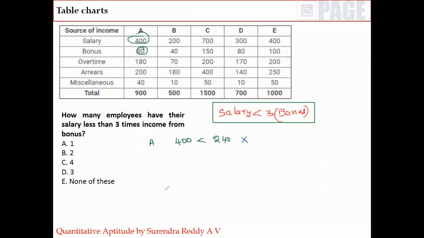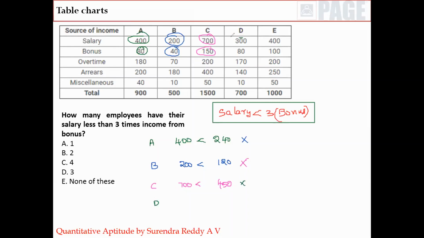Next. Now, person B, what about the salary of person B? It is 200. Is 200 less than 3 times 40? I mean, we are taking 3 times bonus. 3 times 40, 120. Is it correct or wrong? Correct, sir. Is 200 less than 120? No, sir. Now, for the person C, the salary is 700. Is 700 less than, what is 3 times 150? Is it 450? Is 700 less than 450, guys? No, actually 700 is more than 450.